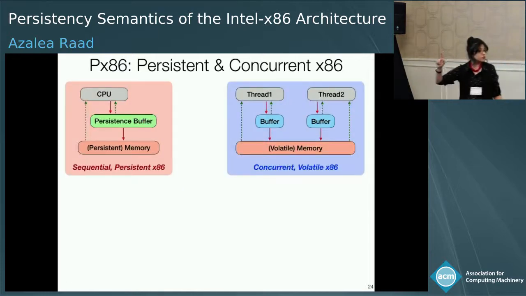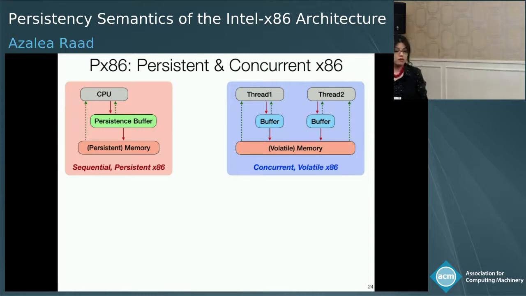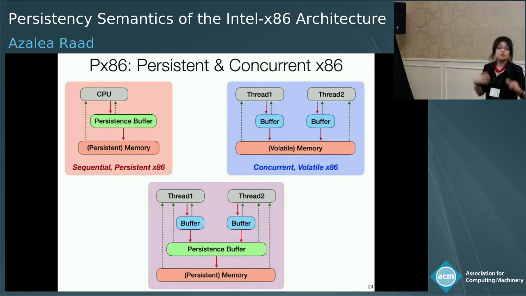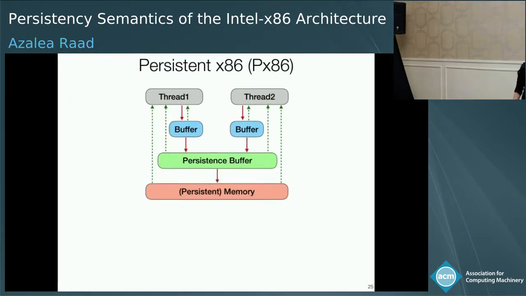Now, I've shown you the sequential but persistent px86 model. I've shown you the existing concurrent and volatile x86 model. And now we want to take these two and combine them to get the concurrent and persistent x86 model. And naturally, what we would do is take the local buffers in the concurrent model, combine them with the persistent buffer and the persistent memory, and obtain a picture like this. So, to zoom in a little bit more, in this hierarchy, every time a thread issues a write, it will first be added to its local buffer. And remember, these local buffers are thread local, they're not visible by other threads. So at this point, that write is not visible to other threads.